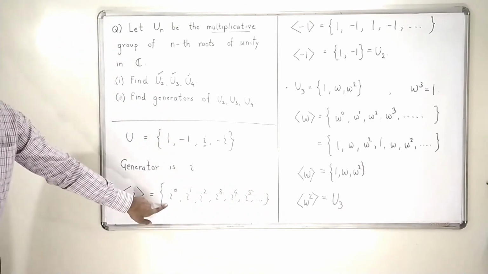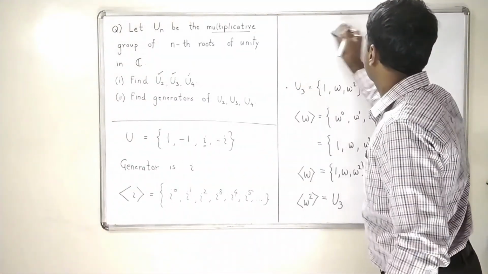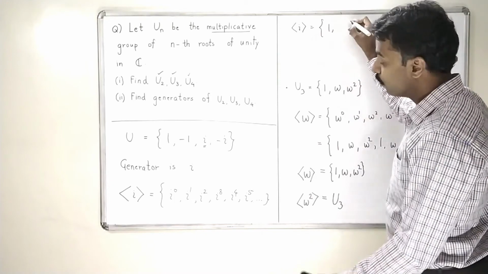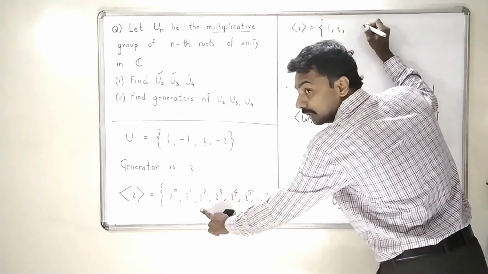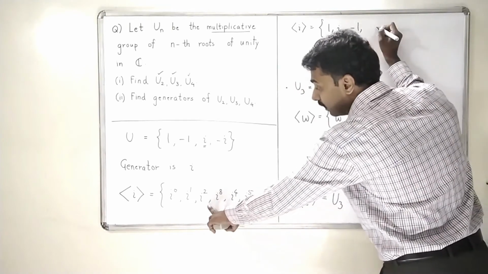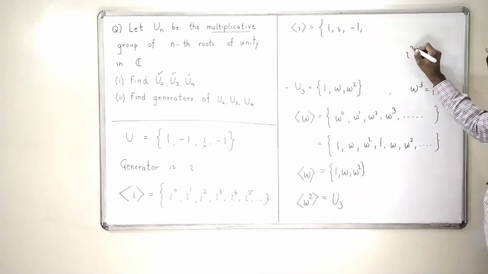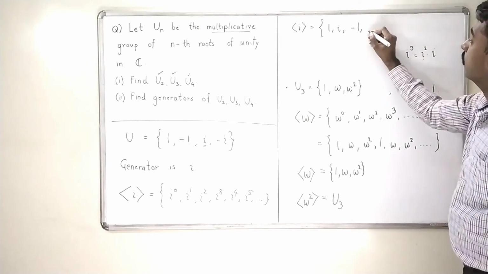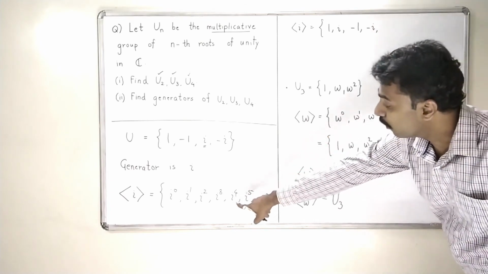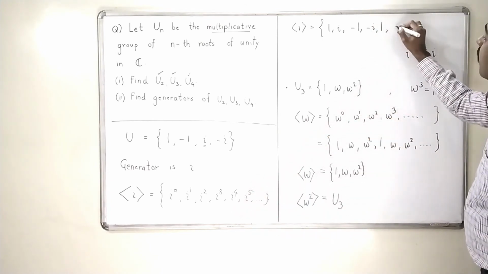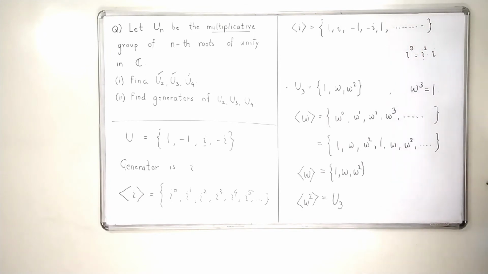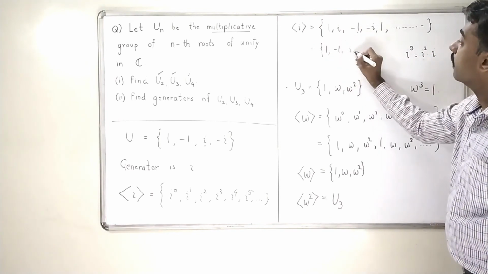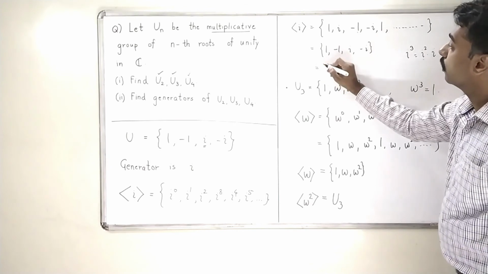I raised to 0 is 1. I raised to 1 is I. I square is minus 1. What is I cube? I cube is I square into I, but this is minus 1 and this is I, so this will be minus I. What is I raised to 4? I raised to 4 is 1 and this story will repeat. So what is my conclusion? That you will get the elements 1, minus 1, I and minus I, which is our U4.